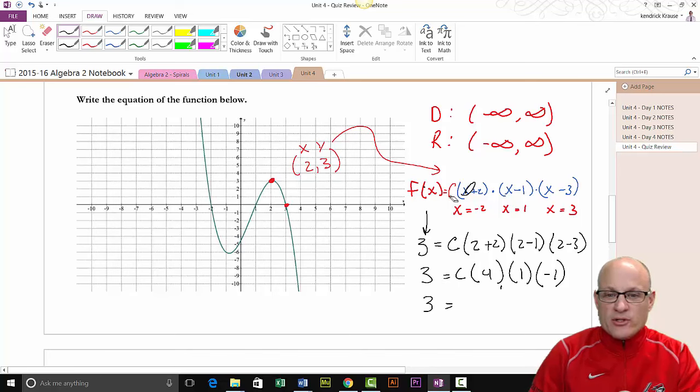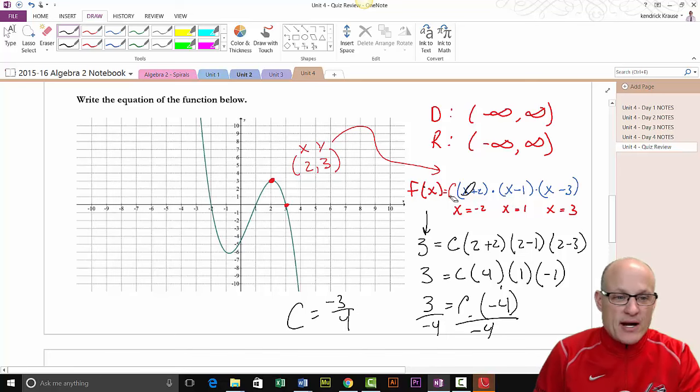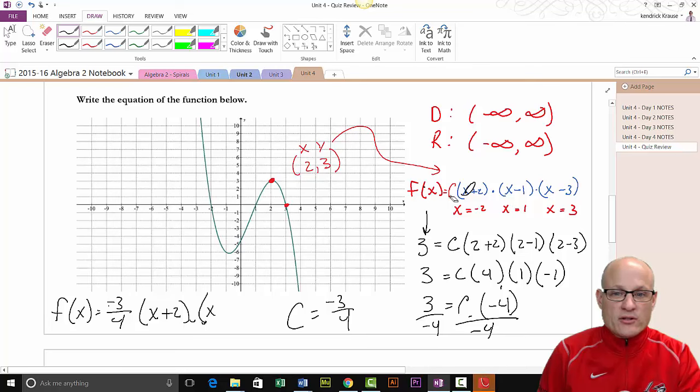So this is 3 equals c times negative 4. So I divide by negative 4, I divide by negative 4, and I get c equals negative 3/4. Well, that means that my function then is f of x equals negative 3 over 4 times x plus 2, x minus 1, and x minus 3. Now I can test this.